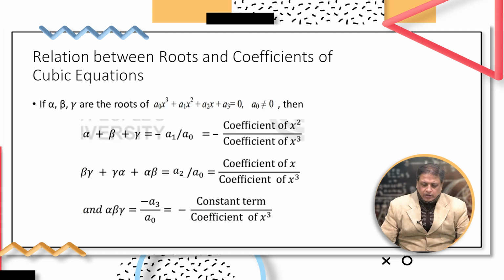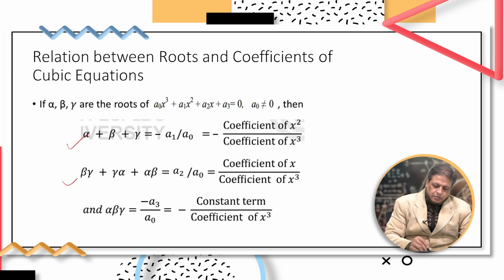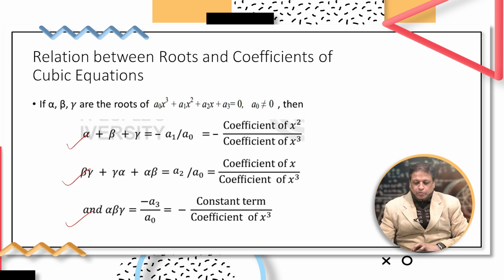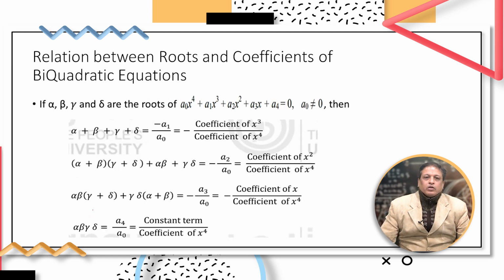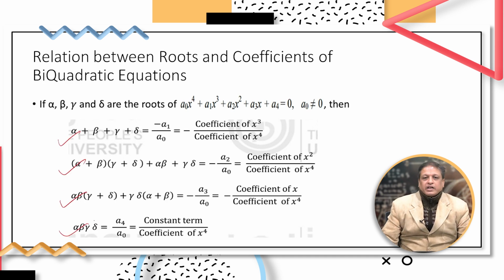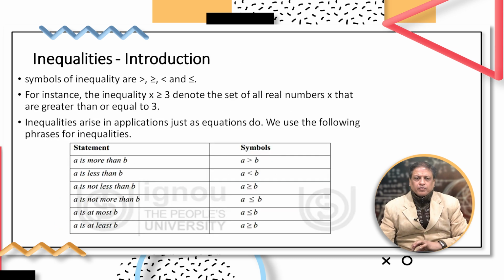We learned what the relation is between the roots and the coefficients of the cubic equations, and these three expressions represent that relation. Thereafter, we also learned about the relation between the roots and coefficients of the biquadratic equation, and these are the expressions which represent that relation.